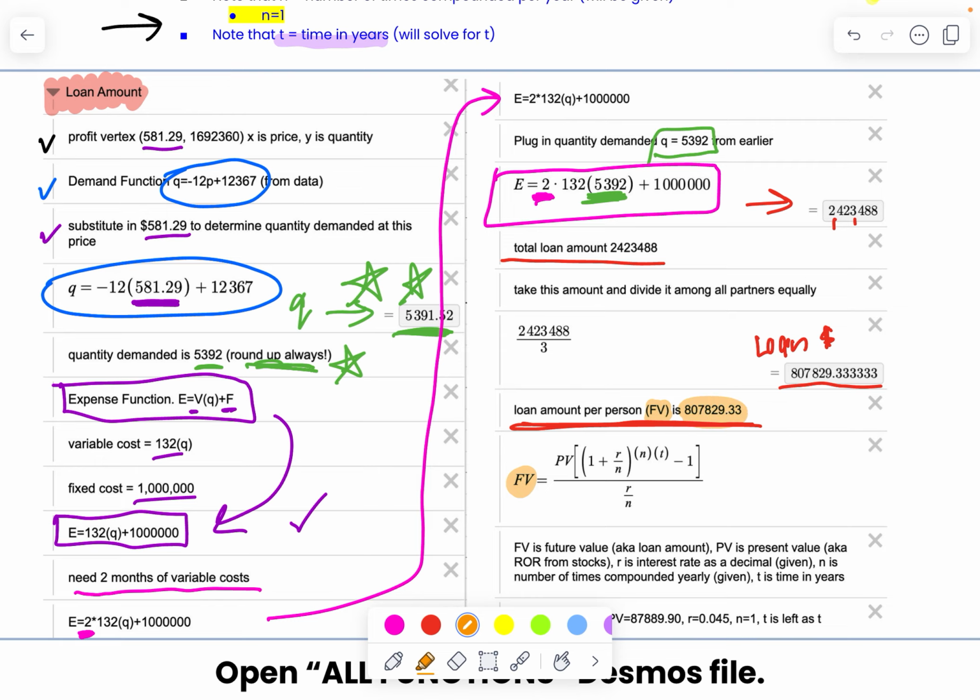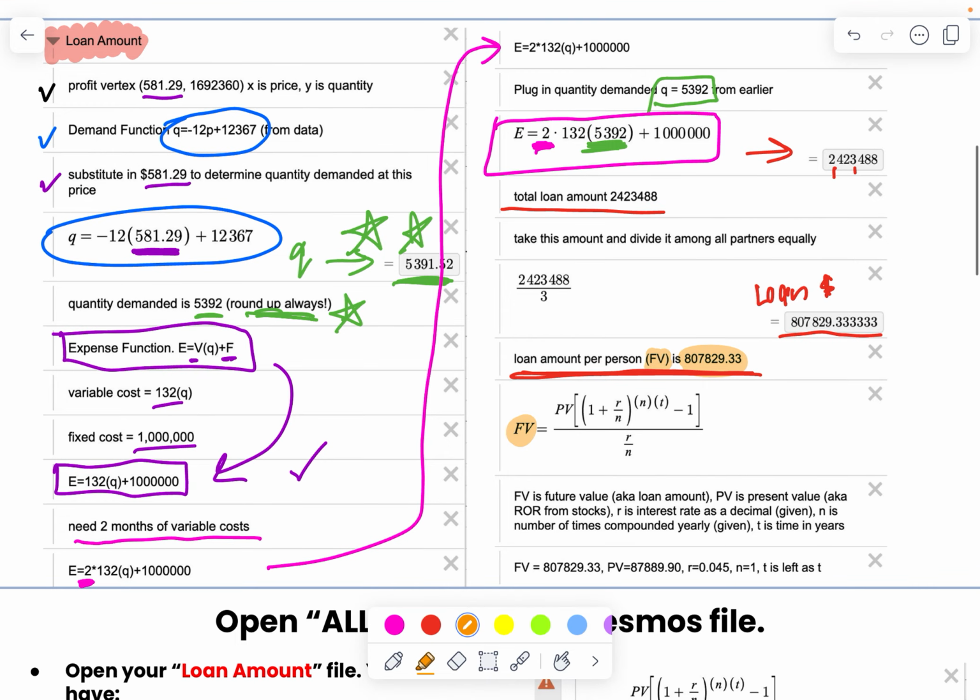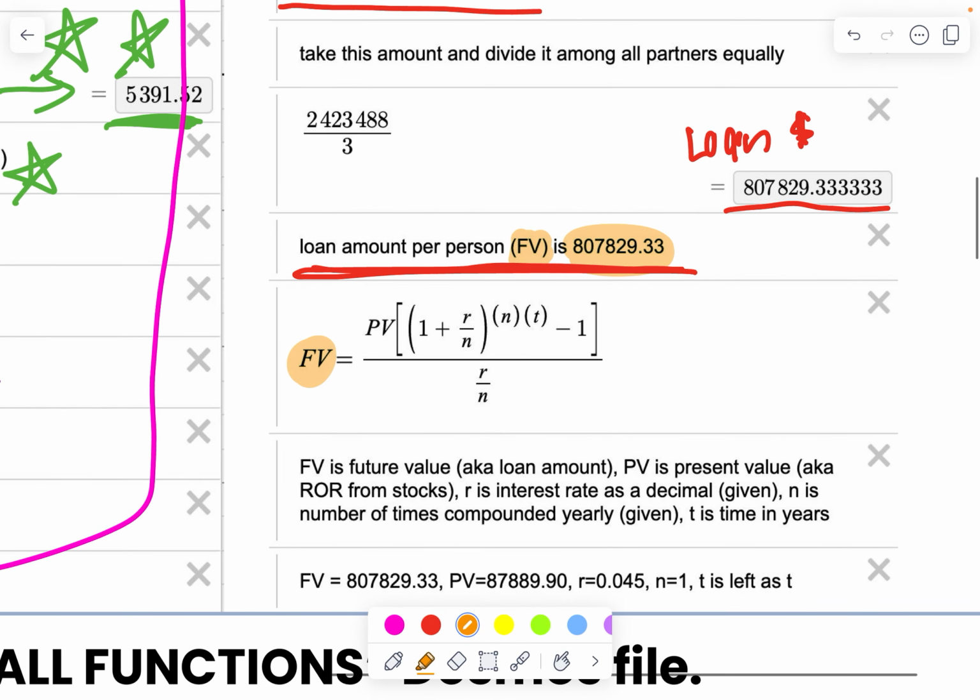You should have had this really ugly formula typed in here. I made sure every group member had this before. Remember, future value is your loan amount. Present value is from the stocks. R is the interest rate as a decimal, and I gave that to you. N is the number of times that it's compounded yearly. I gave that to you. That's 1. And T is the time in years.